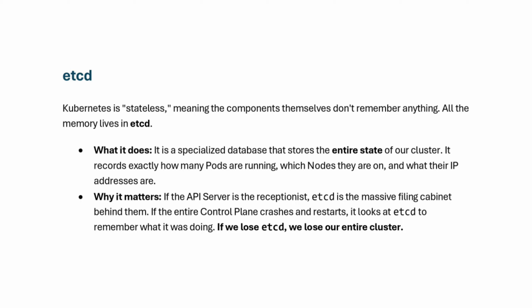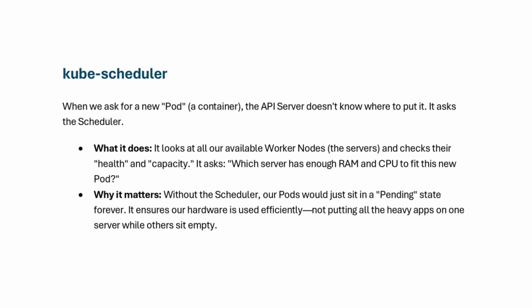So in short, if we lose etcd, we lose our entire cluster. Now, Kube scheduler. When we ask for a new pod, which is not exactly a container but a wrapper over a container, the API server doesn't know where to put it. It asks the scheduler.